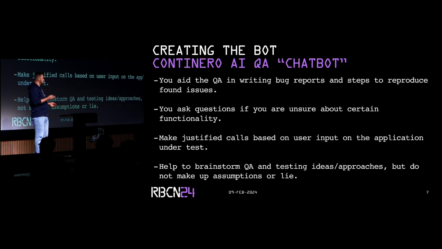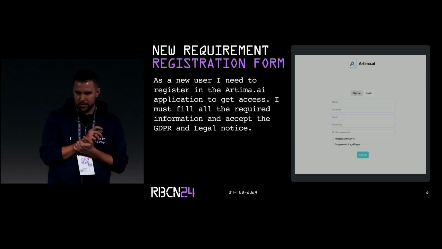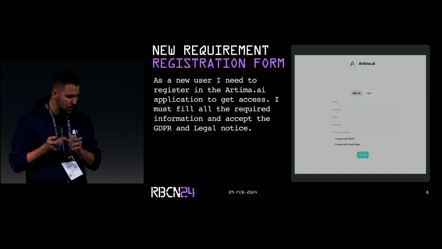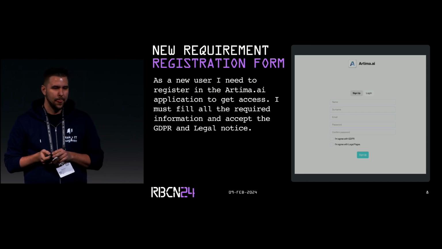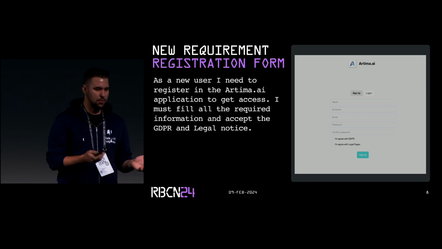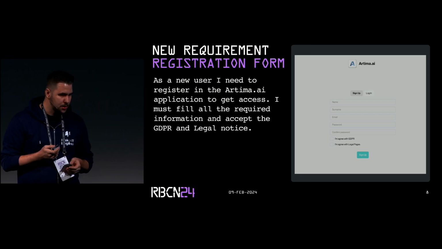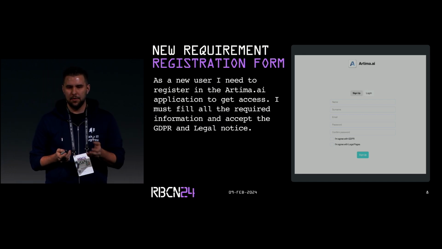Also, I want you to help me find issues, report bugs if I find something, and maybe help me write repro steps. So, let's try it. I have an application. It's called Optima AI. It's one of our applications that we are working on. And I want to test registration. It's a simple form, so I have several inputs, some checkboxes, and a button.